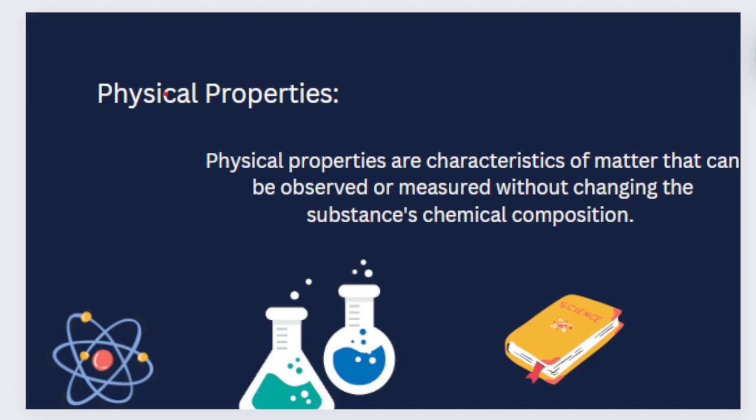Physical properties are characteristics of matter that can be easily observed or measured without changing the substance's chemical composition. Like if I have 1 gram of salt, that is sodium chloride, with the help of color and texture I can easily identify that it is salt. On the other hand, if I have 1 gram of sugar, with the help of color and texture I can easily identify this is sugar. So these are physical properties that can be easily observed.